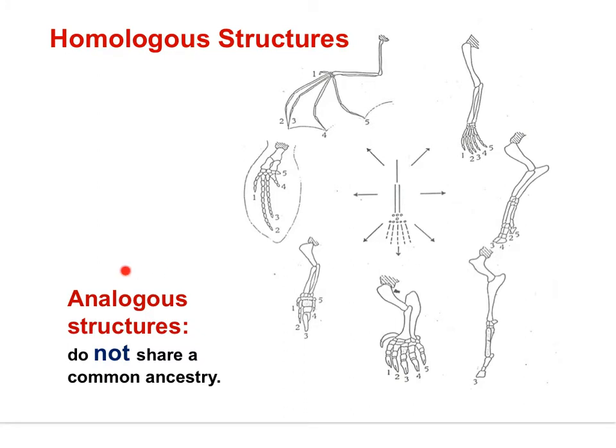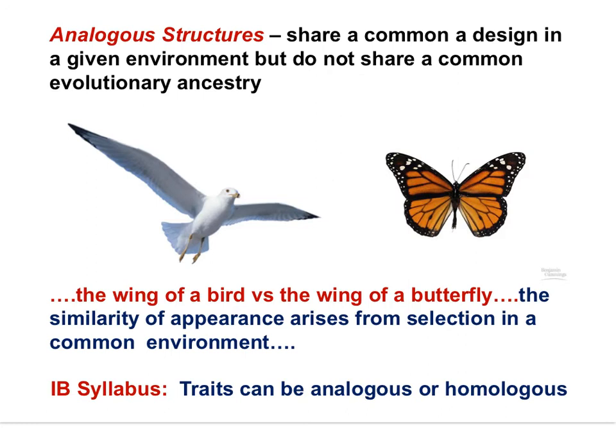As a note, analogous structures are structures that have a common function, but do not share a common ancestry. Let's take a look. Here's an example of an analogous structure. The wing of a bird and the wing of a butterfly both function for flying, but these structures do not at all share a common ancestor. Flight as an adaptation arose separately in each group. You need to know that structures can be analogous or homologous.